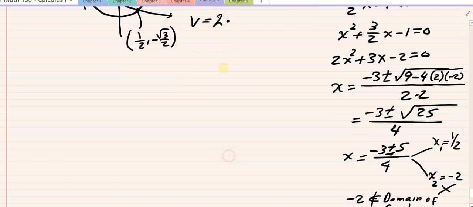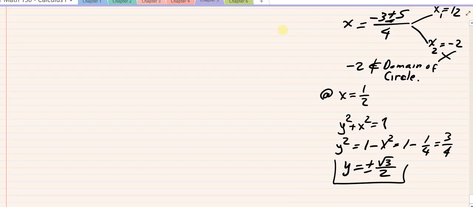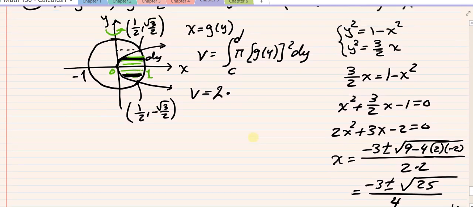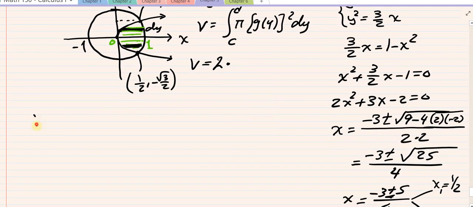The other one is positive 1/2 and root 3 over 2. That's this one, 1/2 and root 3 divided by 2. Okay, that's the one we actually want. The limits of integration are determined. The volume would be pi.